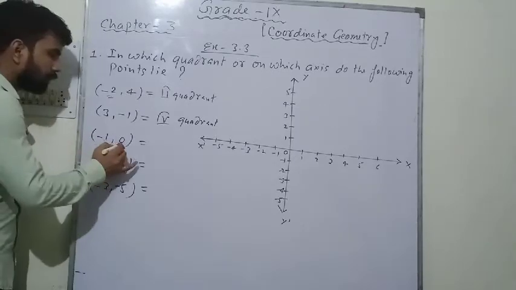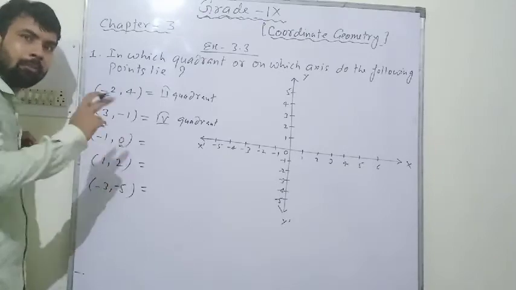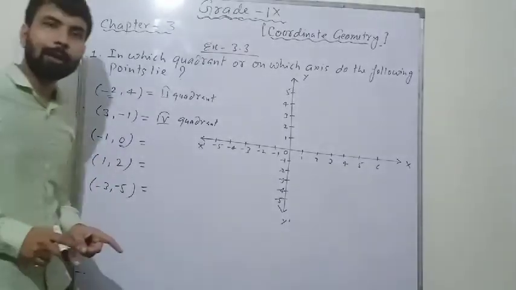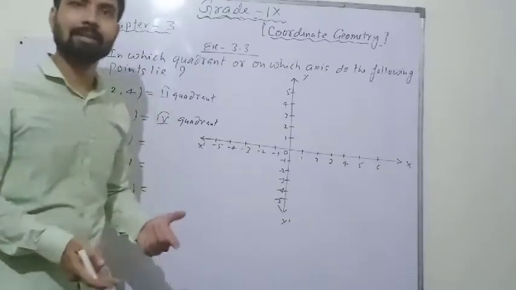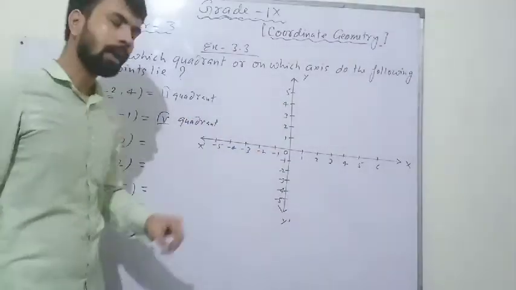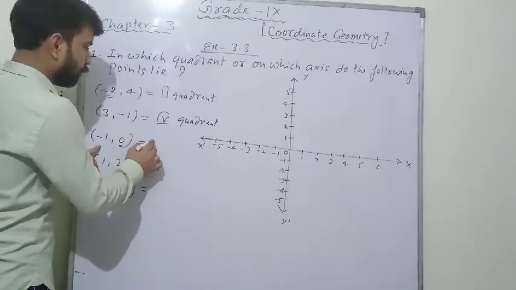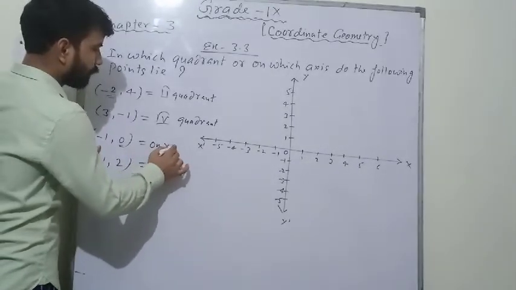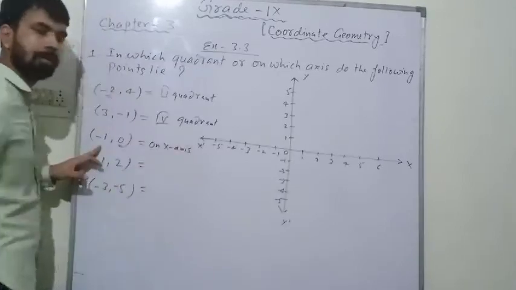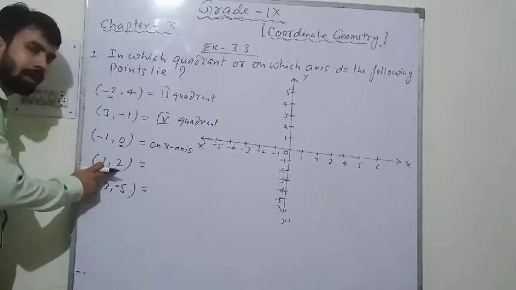Now -1, 0. See, 0 means the y point is 0. If the y point is 0, then the point will lie on the x-axis. The point will not lie in any quadrant. The point will lie on the x-axis because here the y point is 0. So you have to write here on x-axis.